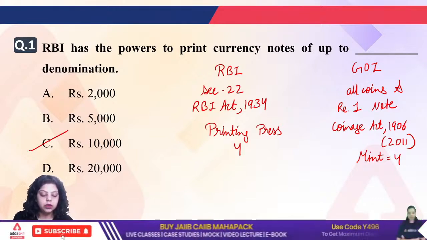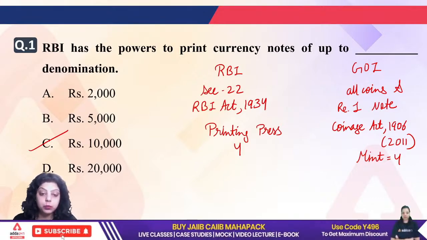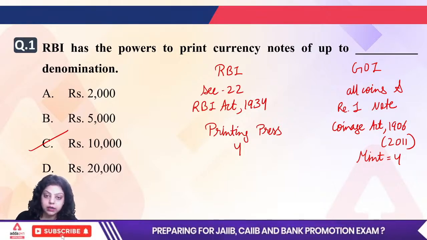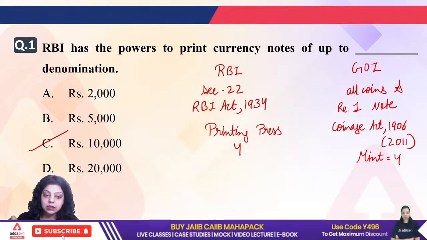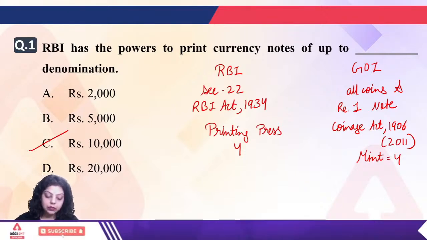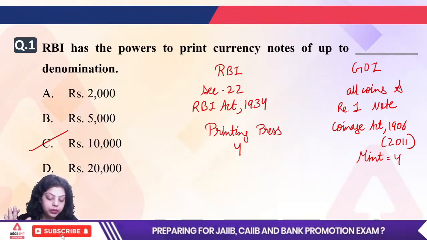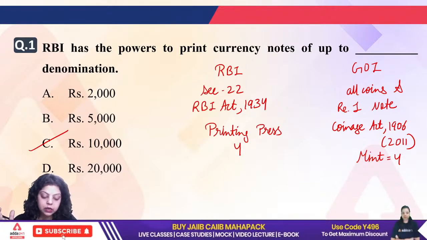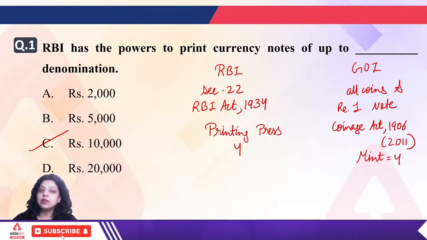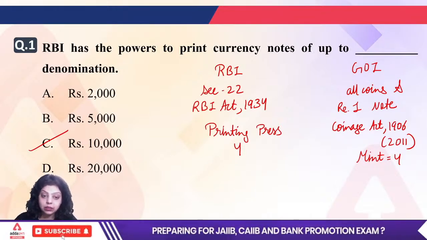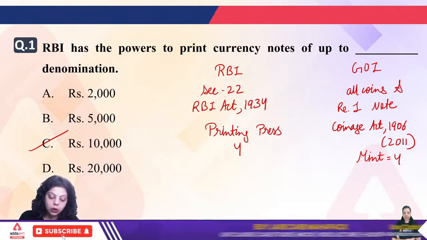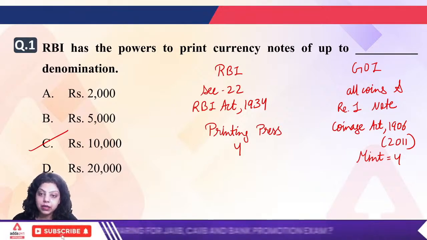First of all, Nasik, Dewas, Mysore and Salboni, these are the 4 places where printing presses are located. These are the 4 printing presses in India. And if we are talking about the mints, there are 4 mints, at Mumbai, Kolkata, Hyderabad and Noida. So these are the 4 presses and 4 mints in India where the currency notes and the coins are printed. Currency notes are printed by Reserve Bank of India except rupee 1, and all the coins and the 1 rupee note will be printed by the Government of India.